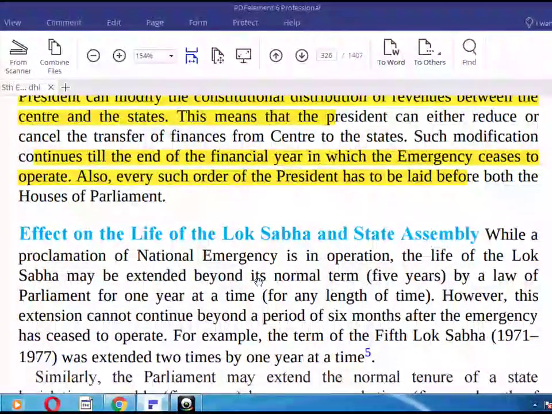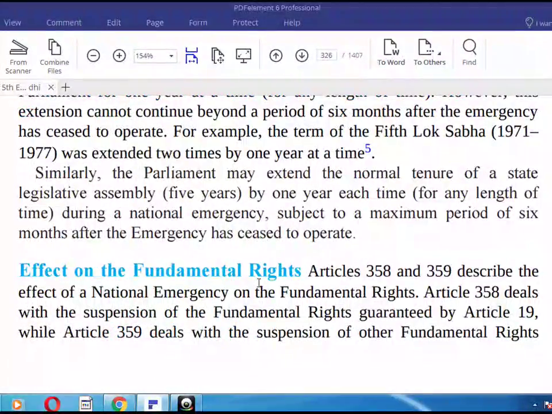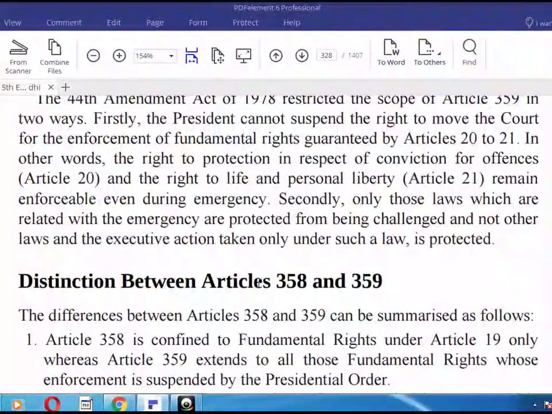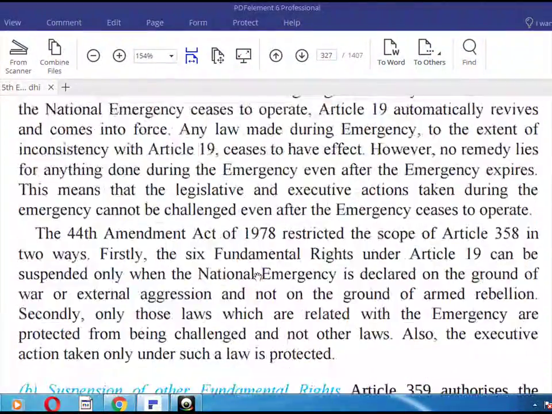Next, the effects on the life of the Lok Sabha and the State Assemblies. We will discuss it again next time. I think it will help you for better understanding.